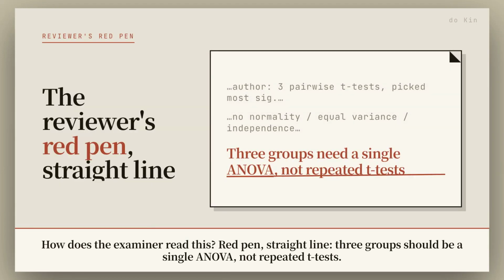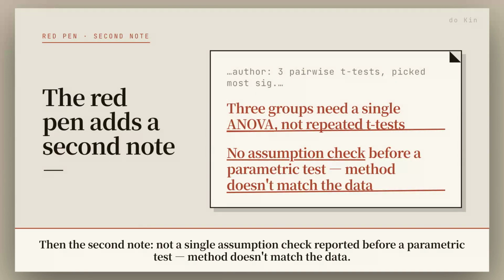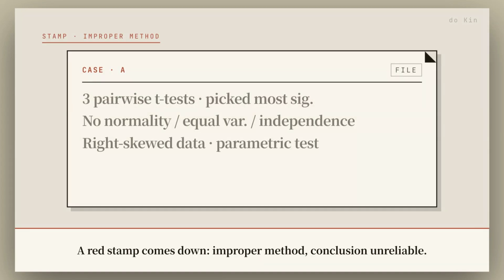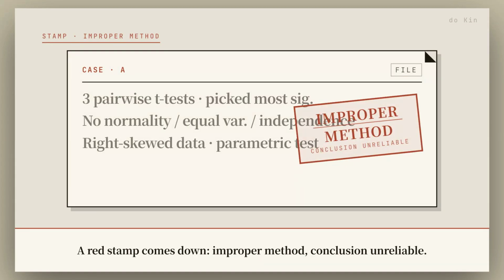How does the examiner read this? Red pen, straight line. 3 groups should be a single ANOVA, not repeated t-tests. Then the second note, not a single assumption check reported before a parametric test. Method doesn't match the data. Remember this, the examiner doesn't need to recompute anything. What tests you used and whether you checked the assumptions, that's a 30-second call. A red stamp comes down, improper method, conclusion, unreliable.